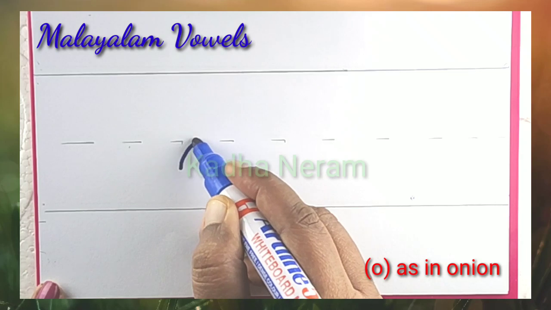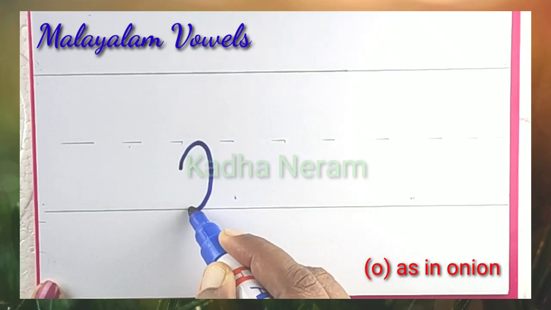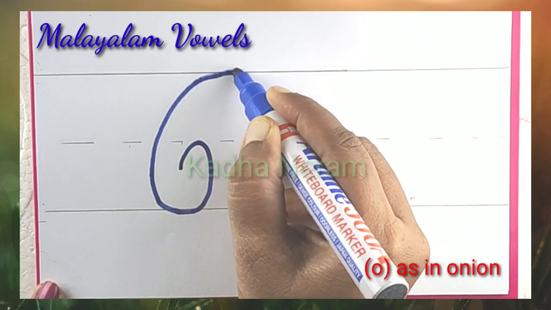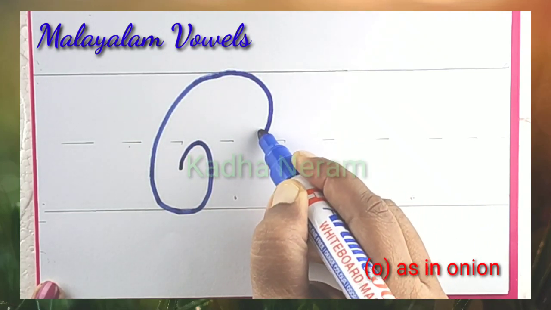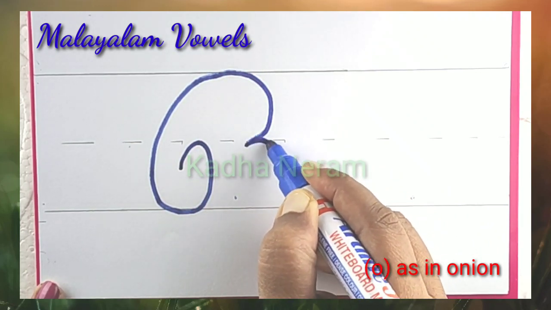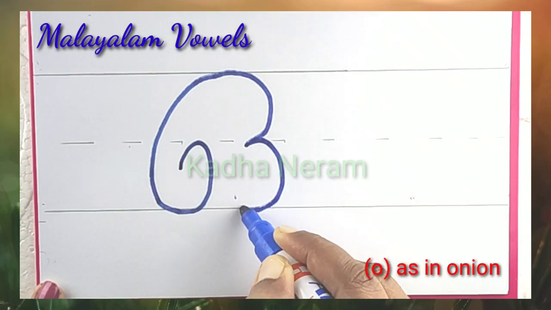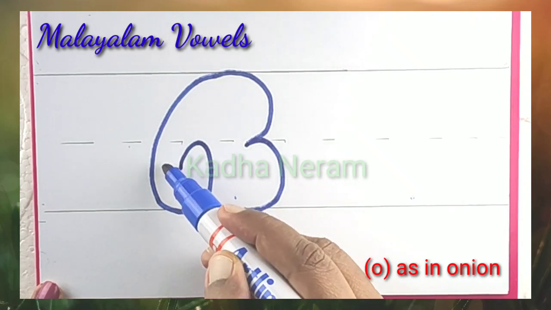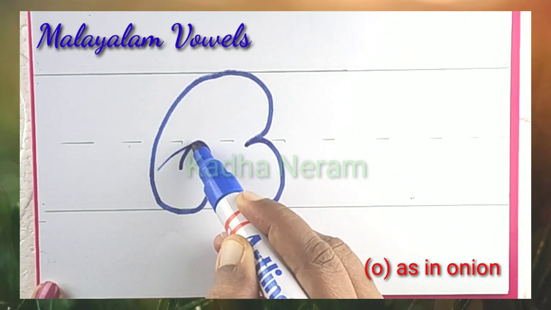The next letter is O. O starts from here, down, and it goes up. Now you remember we came down like R, no? Same way we come down here. That is O. You can even join this also.